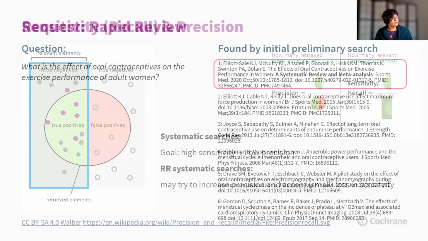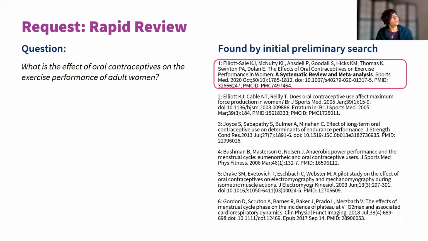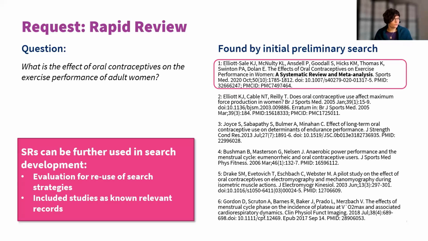In an example, we have another question here. What is the effect of oral contraceptives on the exercise performance of adult women? The researcher found a handful of relevant documents, and the first relevant document we have here in the list is a systematic review.